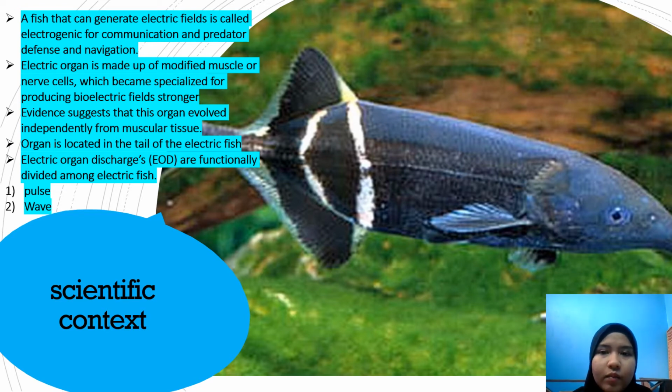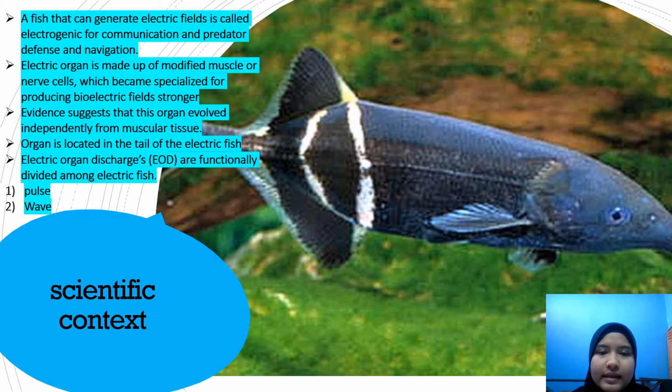This is made up of modified muscle or nerve cells which become specialized for producing bioelectric fields stronger than normal nerve or muscle, produced primarily for communication and predator defense or navigation. Evidence suggests that this organ evolved independently from muscular tissue. Typically, this organ is located in the tail of electric fish, possibly due to the need for rigid fixation in order for electrodes within the organ to function.